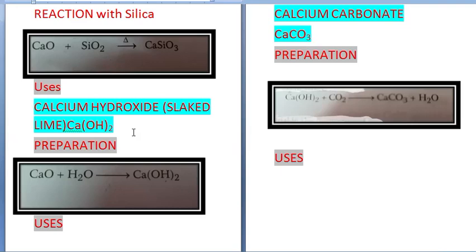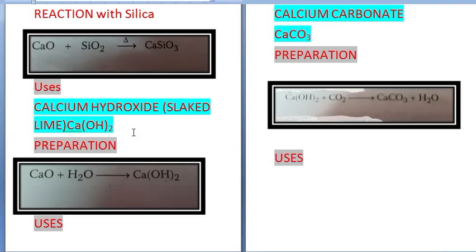Now when CaO is treated with water during preparation, evolution of heat takes place in this reaction, and this is called slaking of lime. That is why the name slaked lime. A paste of calcium hydroxide in water is called milk of lime, and a clear solution of calcium hydroxide is called lime water. They are one and the same thing. Only thing is milk of lime is a paste and lime water is a clear solution.